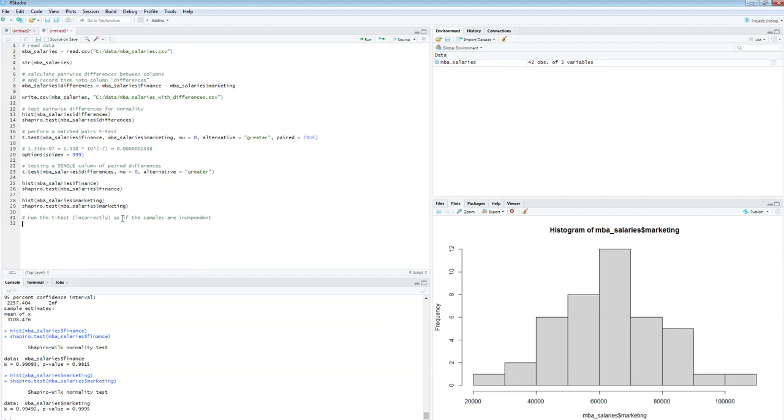Okay, so what do I have to do? Well, t-test, right? Because I tested the first sample, it's normal, the second sample is normal, so I can do the t-test, right? Let's see what happens. Alright, so t-test.